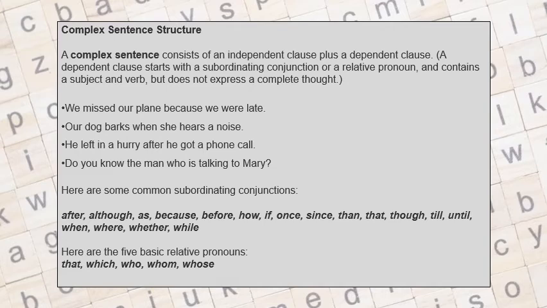In the first sentence also, we missed our plane. That is the main clause. That is the independent clause. Because we were late is the dependent clause. Okay. Because we were late, we won't get a complete meaning. Only when it combines with the main clause, we get a complete meaning. So here are some subordinating conjunctions given. Just go through it. And relative pronouns.